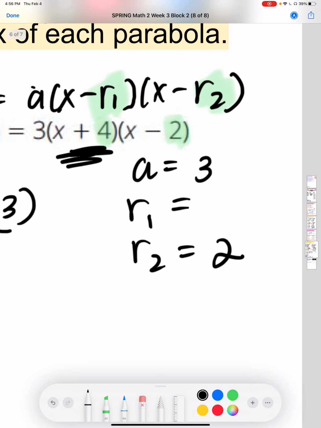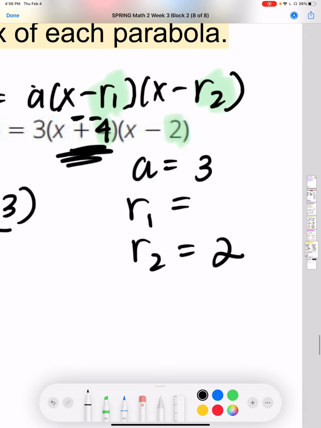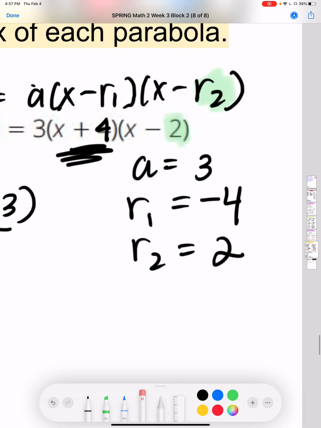Now, for this first one, for r1, I don't have a minus sign. And the reason I don't have a minus sign is because my 4 is actually negative, because a negative times a negative is a positive. So that means for r1, I'm actually going to use negative 4, even though it says positive 4. You kind of take the opposite of what's inside for now. Think of it that way for now.